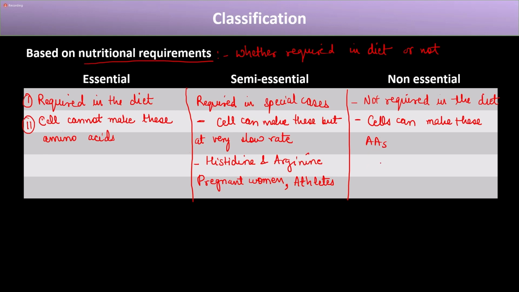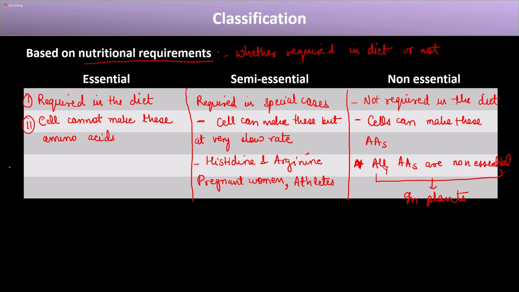Now, one more thing. In case of plants, we saw in the first slide that a plant is able to make all the amino acids by itself. So in plants, all amino acids are non-essential, because a plant is able to make all the amino acids by itself.